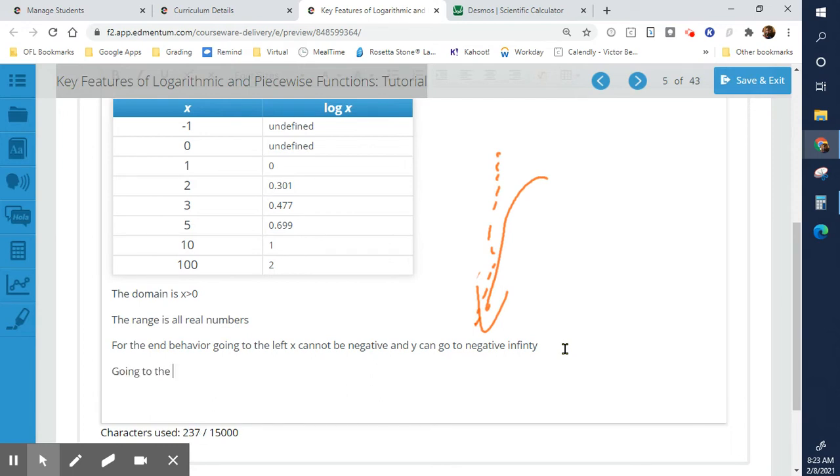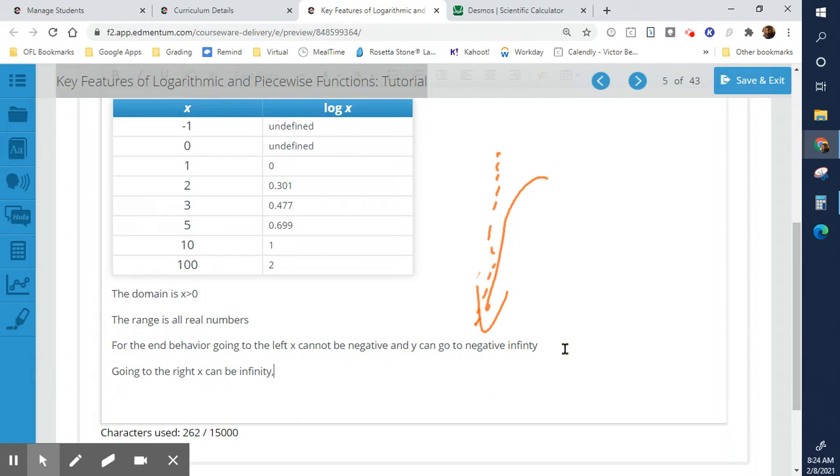Going to the right, x can be infinity, but the y gets there slowly.